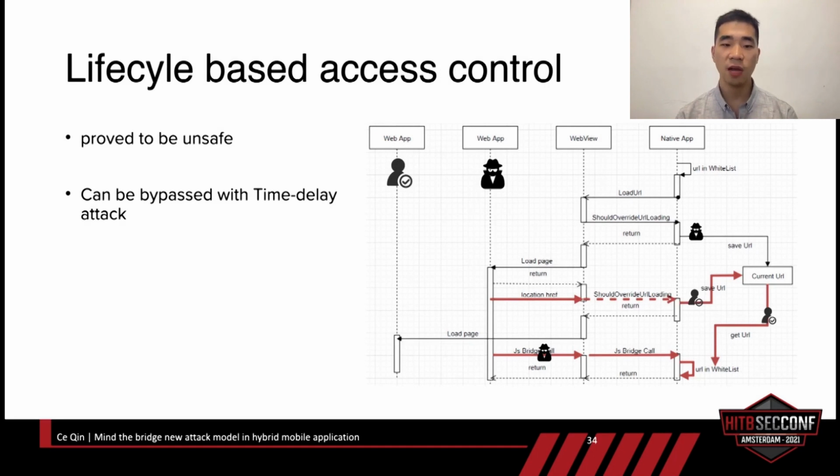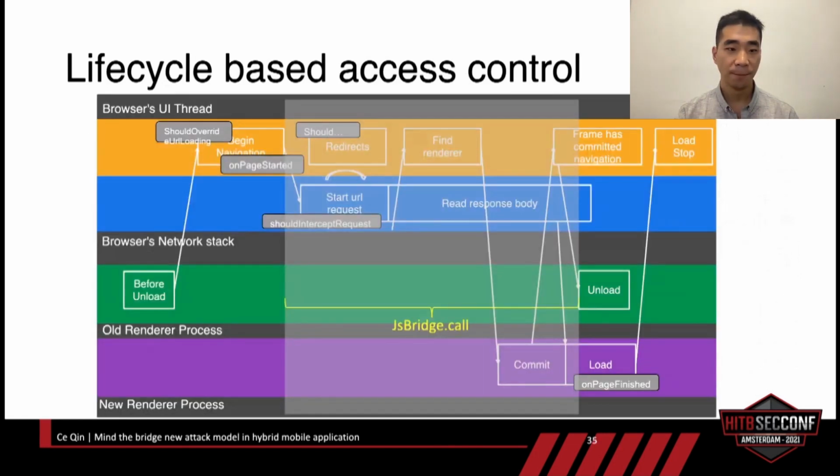An attacker can use a time delay attack to bypass this access control. The attacker first triggers a navigation to change the variable current URL. After that, the JS bridge call from the evil web app will be treated as from the new trusted web app. In the diagram, you can see where and when it happens.